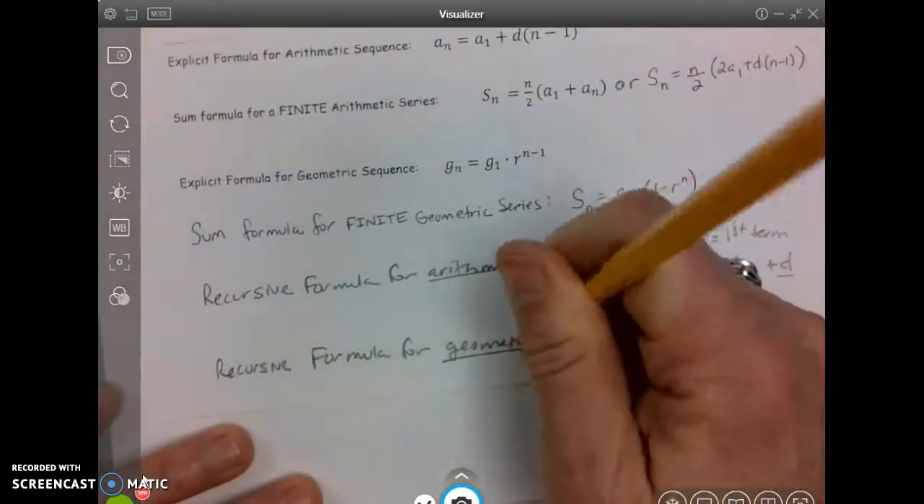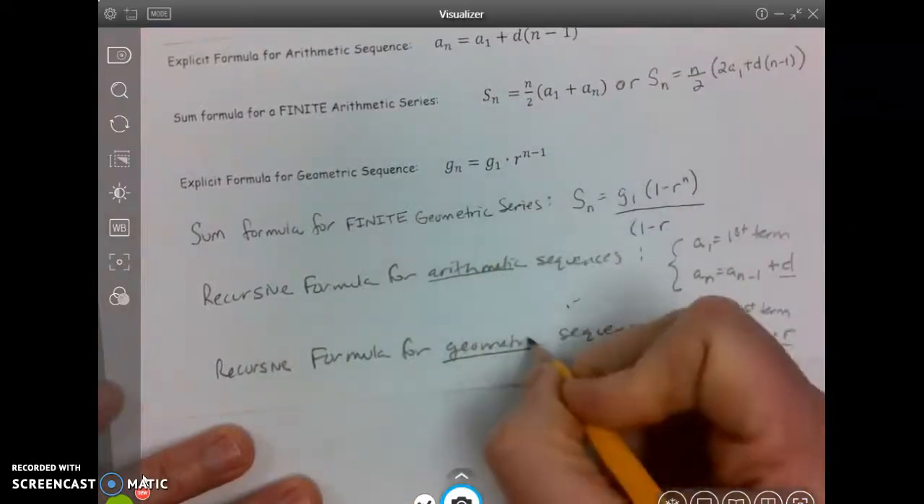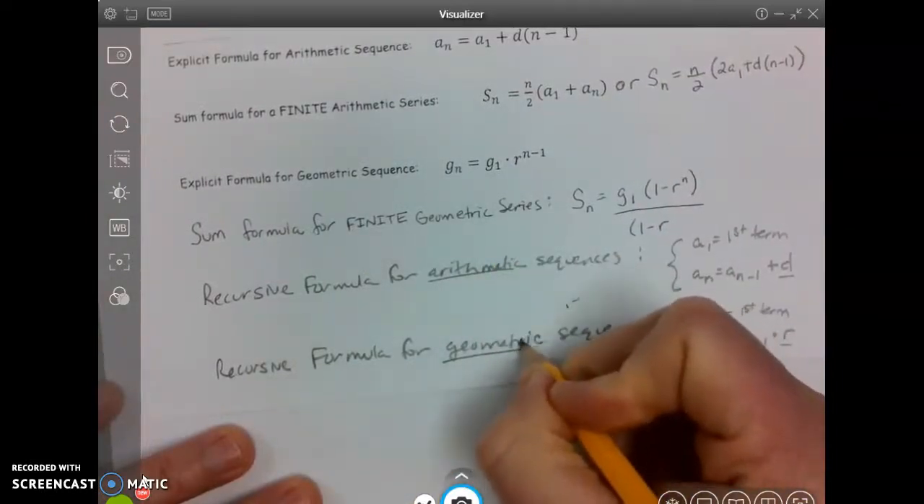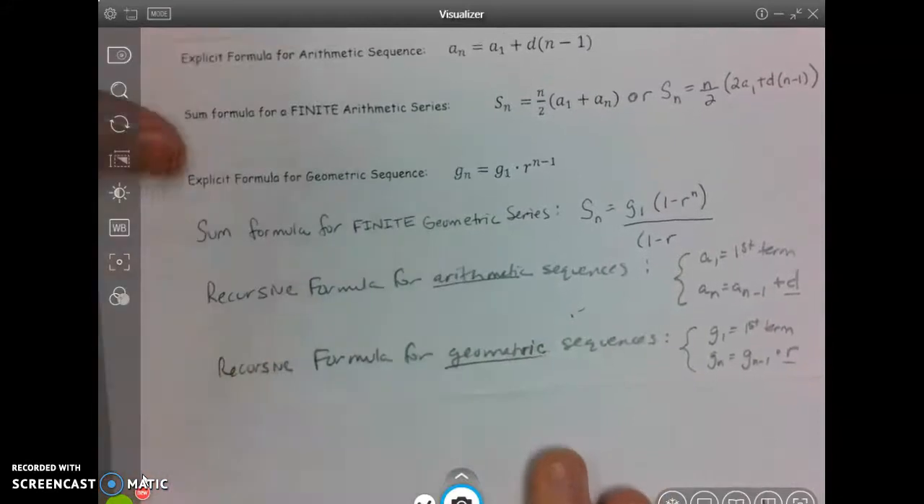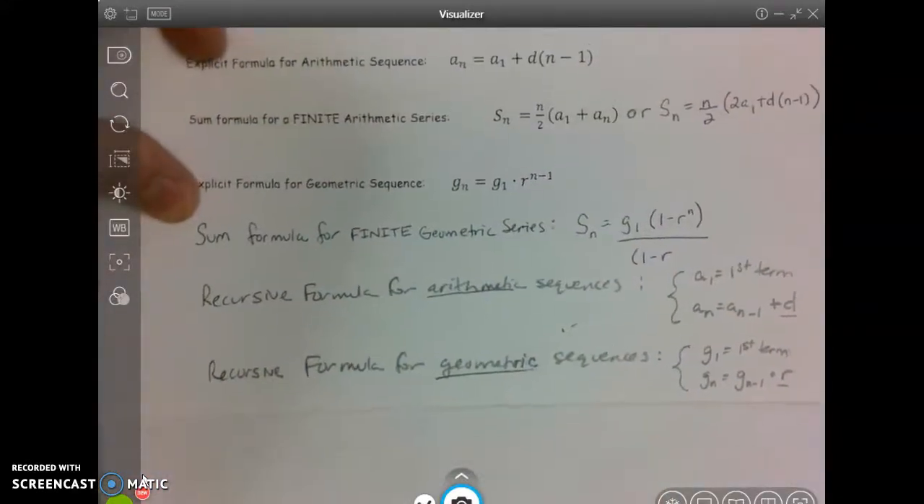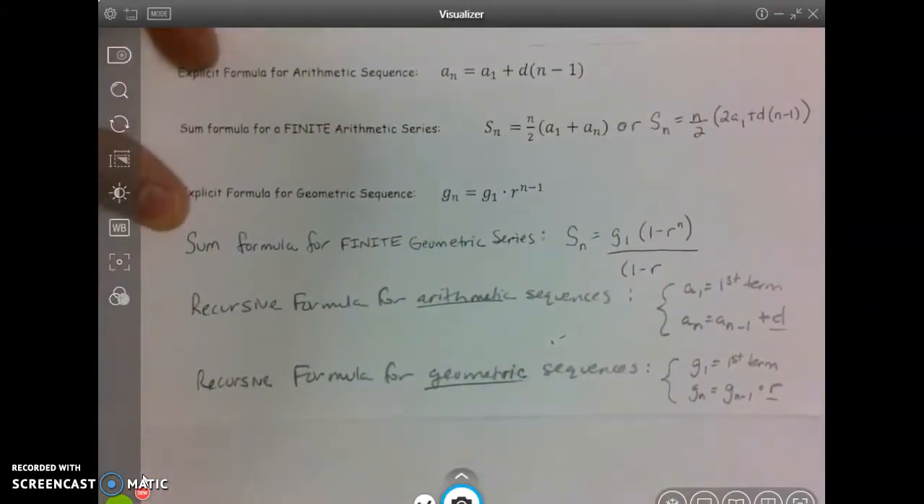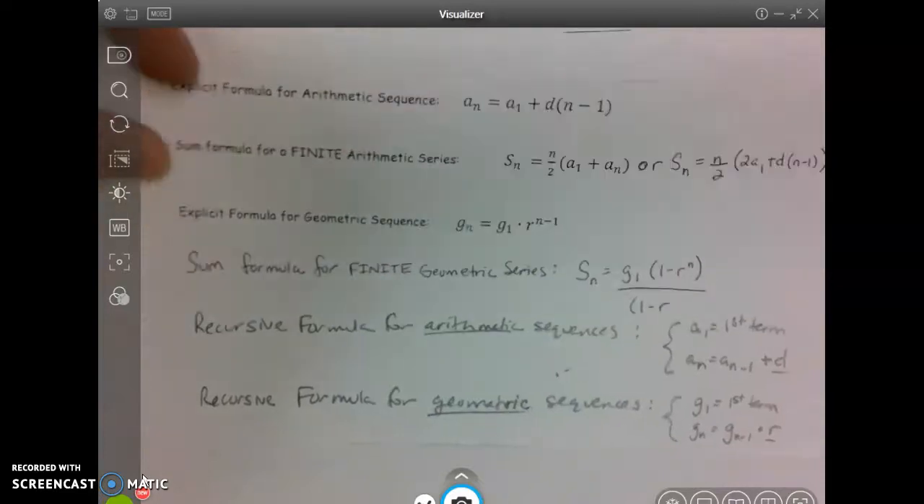I don't know what happened here. It's supposed to be the word geometric. It doesn't look like it though. There we go. Okay. All right, so that's our formula sheet, and I'm going to be looking at my formula sheet as I go through all of these problems.